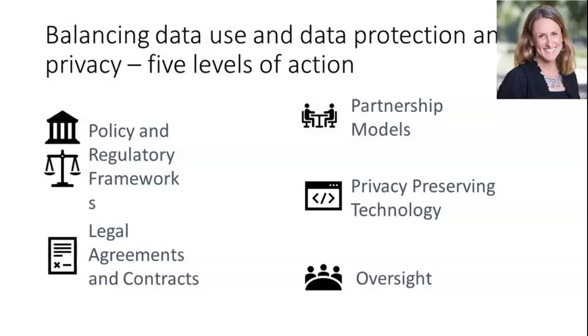The second level of action or consideration is legal agreements. So any collaboration among actors, particularly when private sector data holders are involved, is generally formalized by legal agreements and data licensing agreements that are designed to direct how data are accessed, shared, and used. A third level is in partnership models. So how you structure a partnership model, whether you're working with a trusted third party who's doing your data analysis or data trusts or data pools, these partnership models can structure and inform how the balance between use and protection is struck.